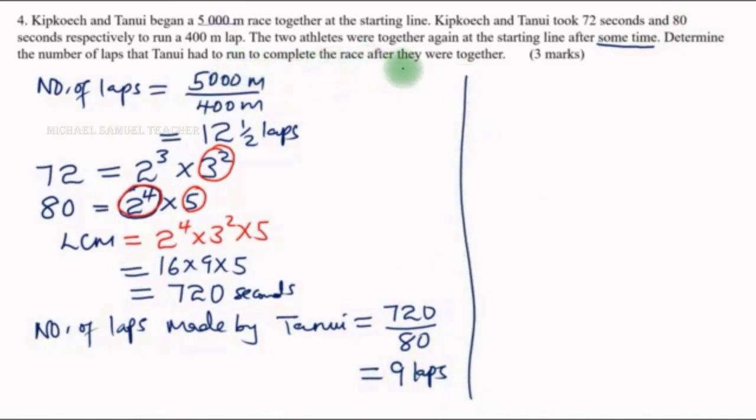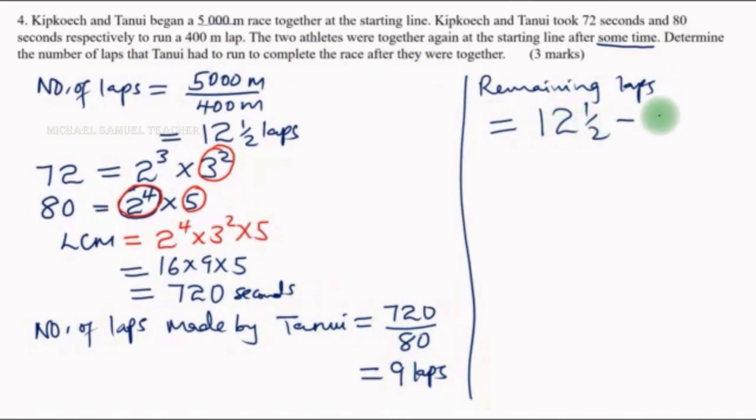So for the remaining laps, because you need to determine the number of times you have to run to complete the race after they were together. So after 720 seconds, that is when they were together, and Tanui had covered 9 laps. So the remaining laps will be the total number of laps, 12.5 minus 9. So this will be 3.5 laps. So Tanui has to cover 3.5 remaining laps.